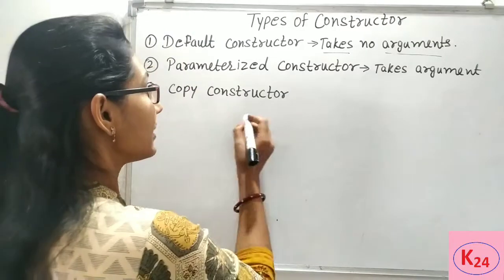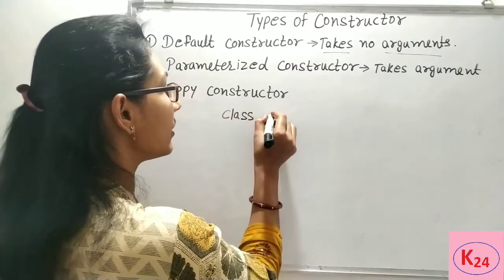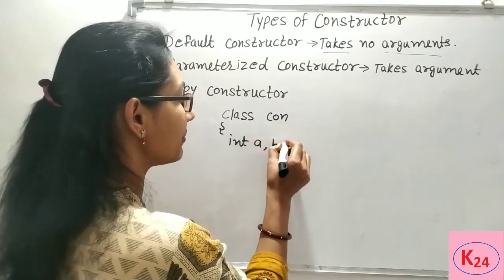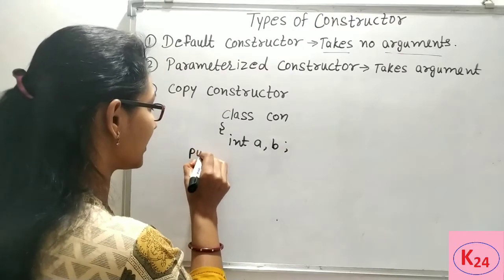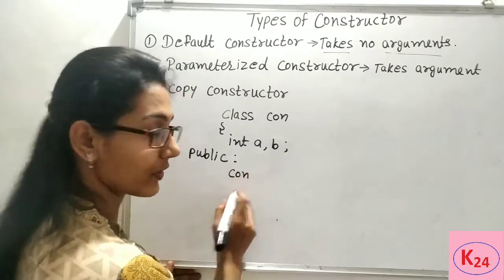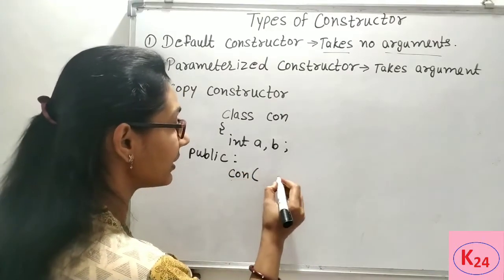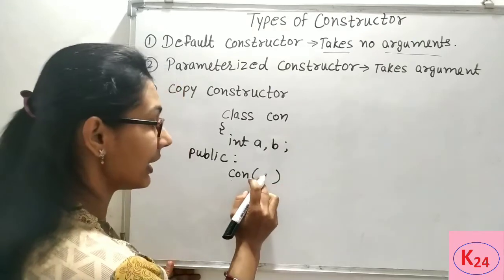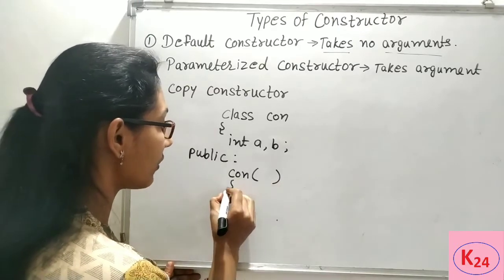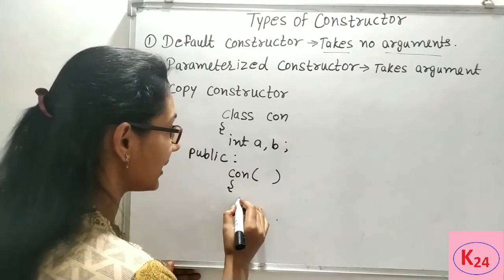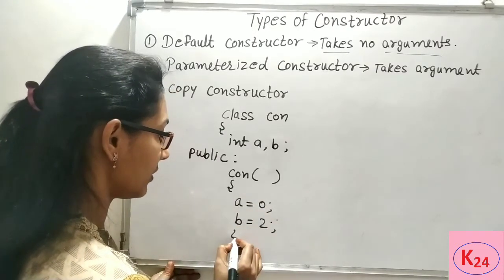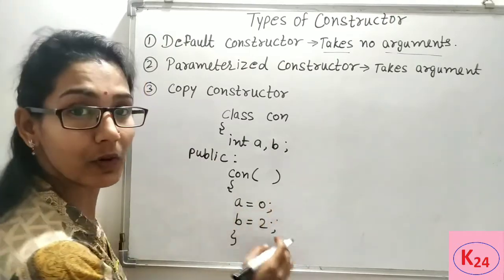For example, suppose we create a class con. In this, we will declare A and B as private variables, and in the public section we will write the definition of the con constructor. The name is the same, it means this is the constructor, and when we pass no argument in this parameter list, then this is the default constructor. Now in this definition we will assign the initial values a equal to 0 and b equal to 2, suppose. So this is the definition of the default constructor.